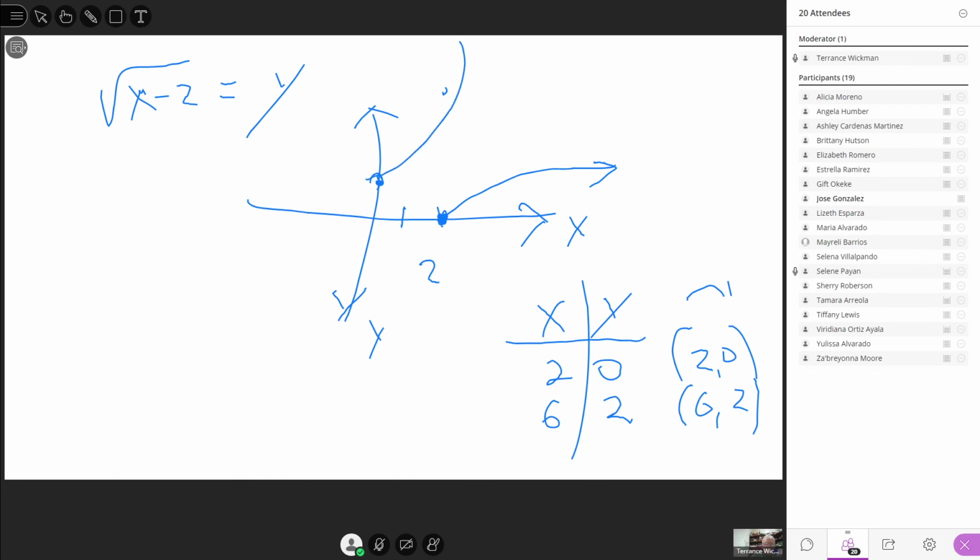Again, this is your regular equation right here. This is f of x. F of negative x, like that, means the x and the y change. 0, 2, and 2, 6. Everybody okay with that? Yes. Last one.